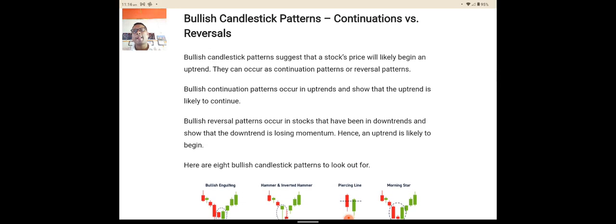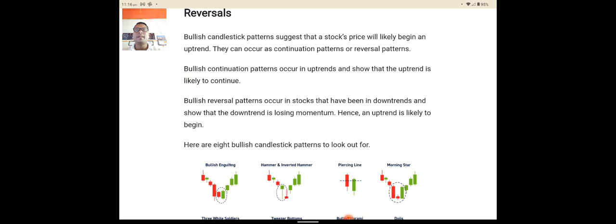Bullish candlestick patterns suggest that a stock price will likely begin an uptrend. They can occur as continuation patterns or reversal patterns.